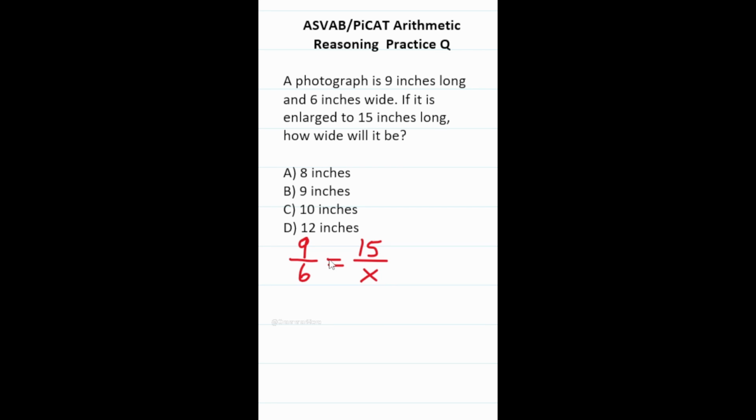You solve proportions via cross multiplication. 9 times x is 9x. 6 times 15 we could do off to the side if you can't do it mentally. 5 times 6 is 30. Bring down a 0, carry a 3. 6 times 1 is 6, plus 3 is 9. So this is 9x equals 90. Divide both sides by 9 to get x by itself. This crosses out, leaving you with x equaling 90 divided by 9, which is 10. So the new width of our photograph is C, 10 inches.